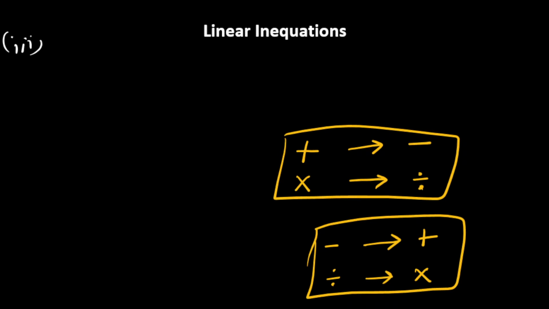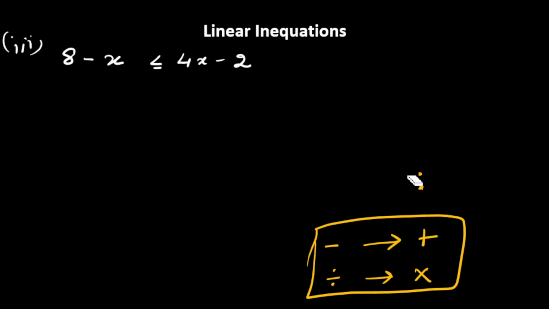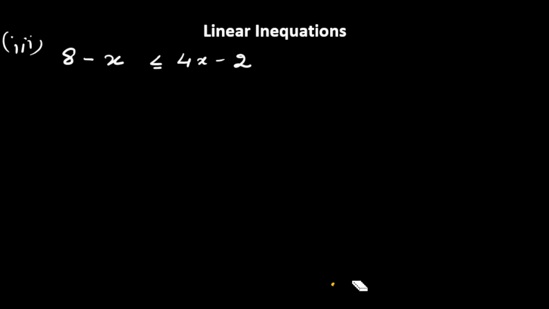Now the third one. If I have an inequation like this, I am going to explain with the help of an example. So x minus 8 minus x is less than or equal to 4x minus 2. If we have an inequation like this, how will we solve it? First of all, we write like terms together. Here minus x and 4x are like terms, and 8 and minus 2 are like terms. So like terms I will write together, that means I have to shift terms from here to there.